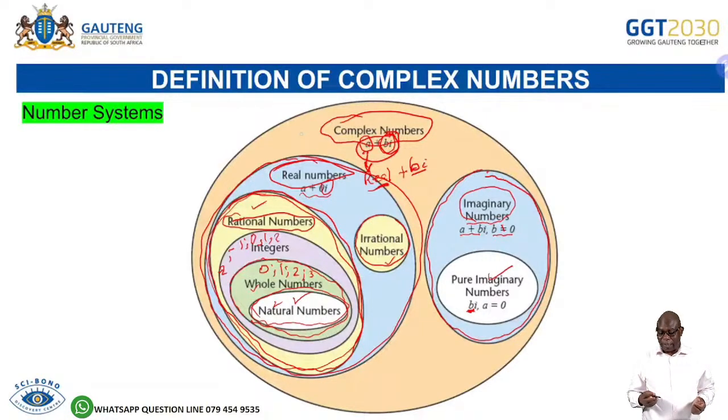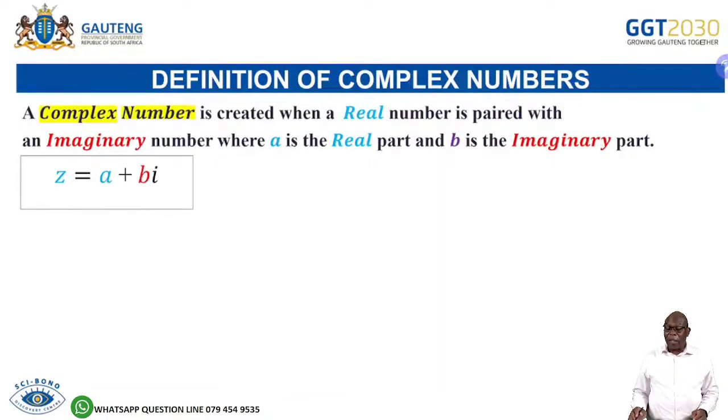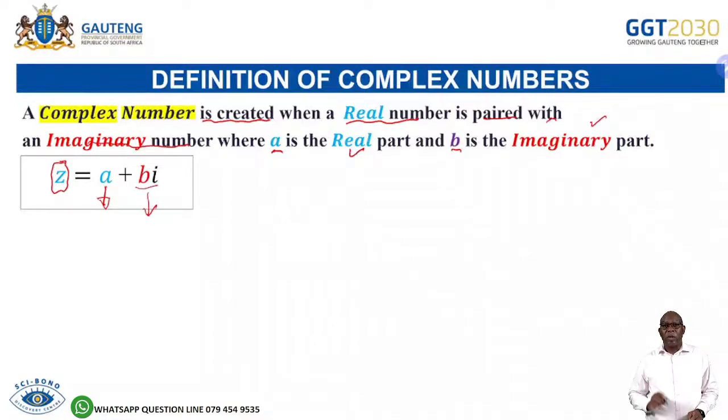So a complex number is nothing else but the real part plus the imaginary part, and that constitutes a complex number. So just the definition of what I was saying now, just the summary. The complex number is created when a real number is paired with an imaginary number, where a is the real part and b is the imaginary part. That is what I was explaining. So how do we represent a complex number? We write z equals this part here plus that part there. That is a complex number.